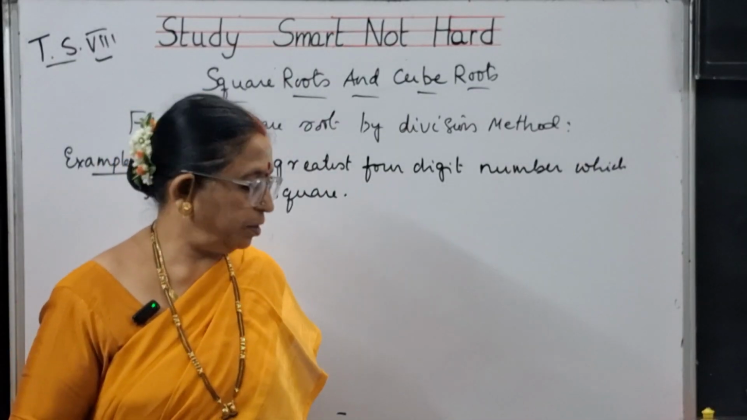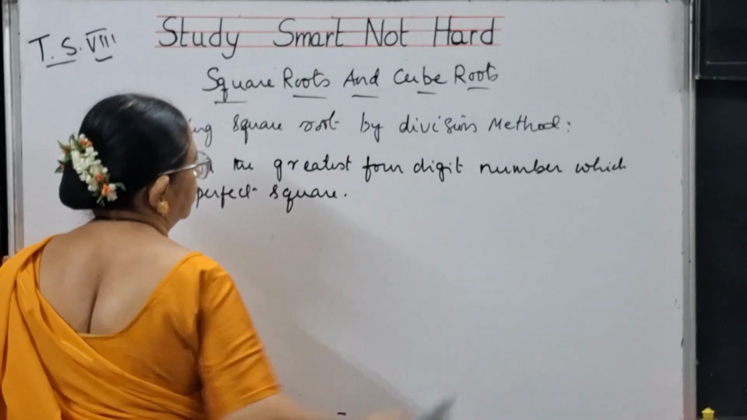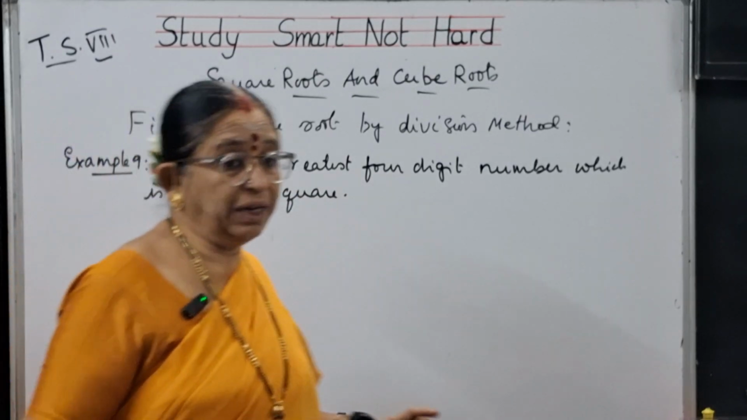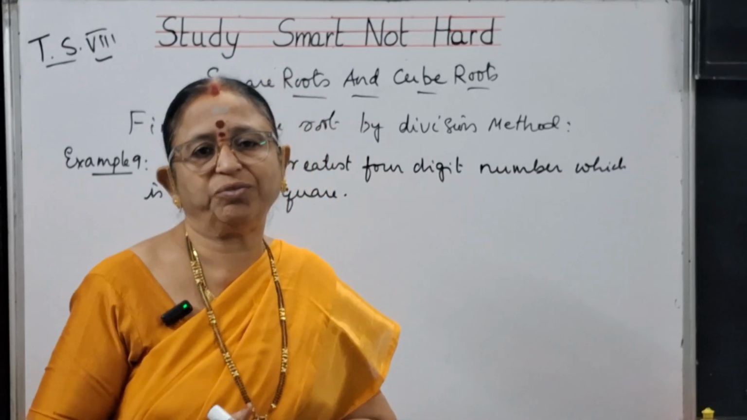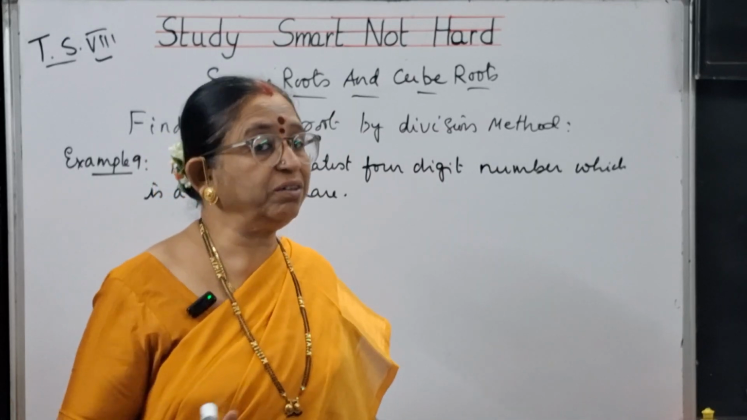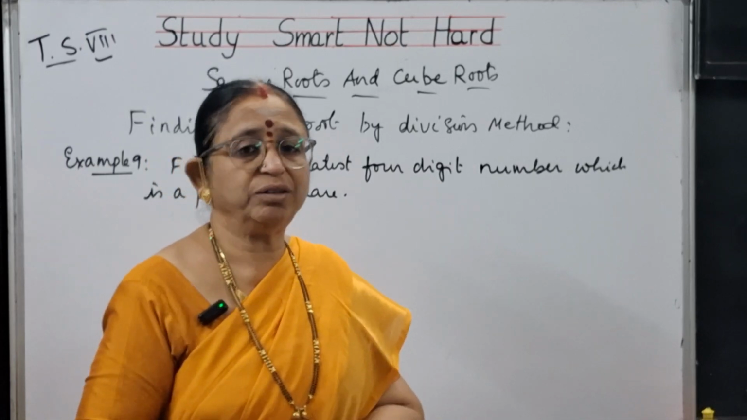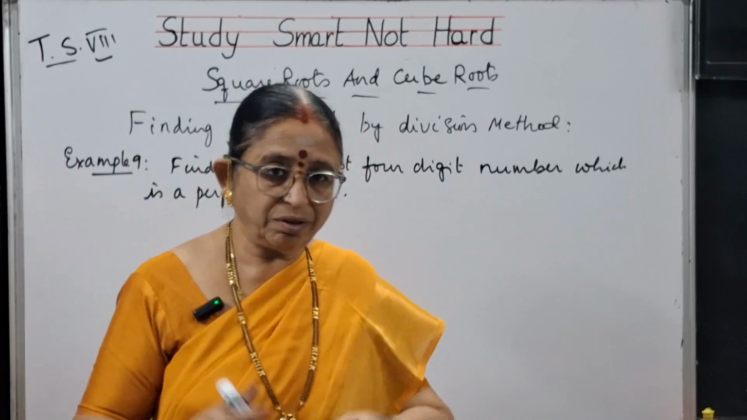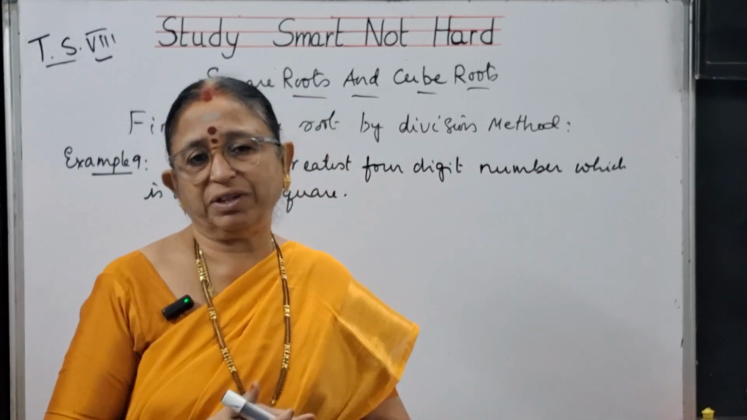The next one is example 9, children. Find the greatest 4-digit number which is a perfect square. Actually, finding the greatest 4-digit number just like that is not so easy, children. So first what you have to do, you know pretty well what is the greatest 4-digit number. All nines, 4 nines, if you take, that is the greatest 4-digit number. Now what you have to do is find out the square root of it. And definitely it is not a perfect square.